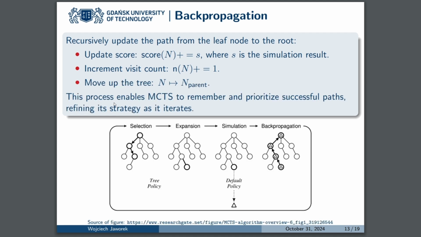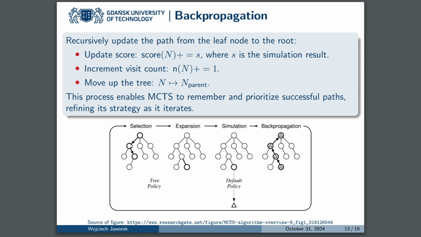And when we do that, we move up the tree. So from n, we go to the parent of n and do the same. This process enables Monte Carlo tree search to remember and prioritize successful paths. On the picture, we can see the visualization of this process.